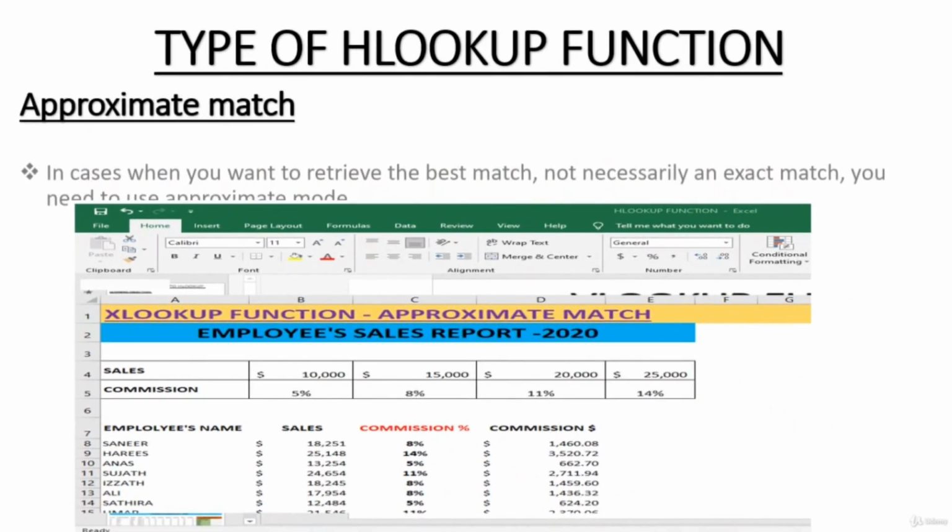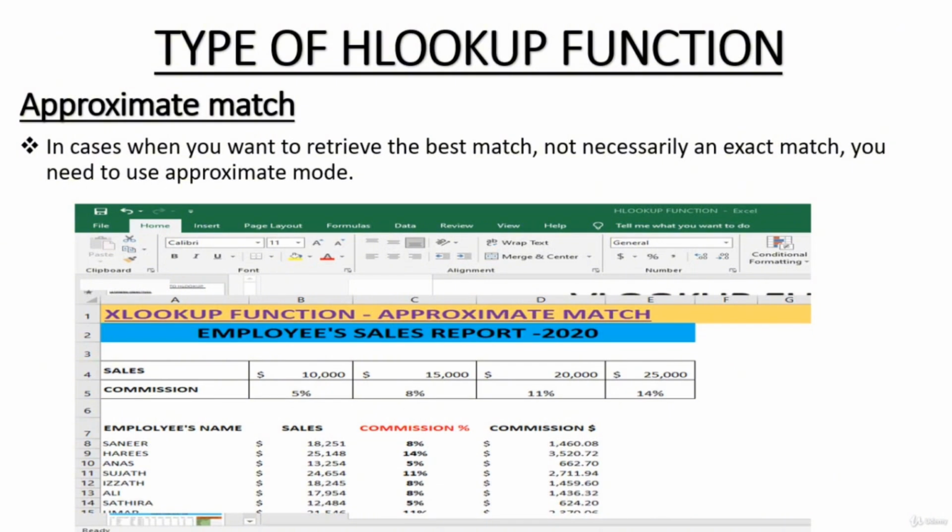Now we are going to look at the approximate match. Approximate match means when you want to retrieve the best match data, not necessarily an exact match, right? In this case you need to use the approximate mode in the HLOOKUP function. If you look at this example, it is easy to understand. We will practice this example in the practical section.